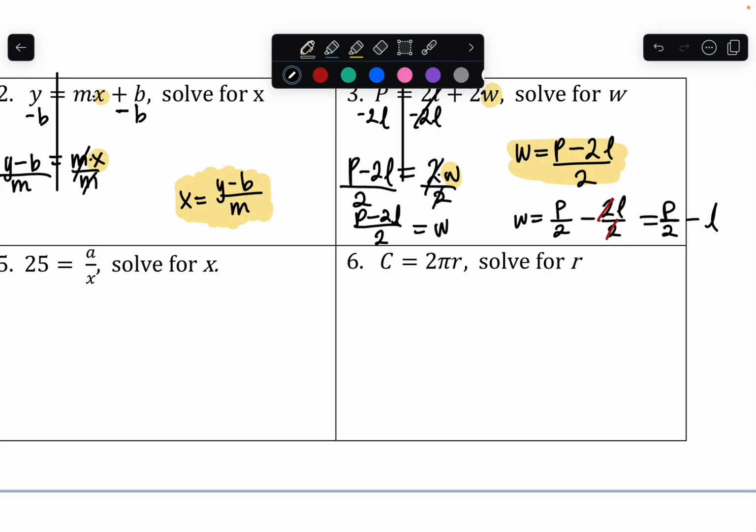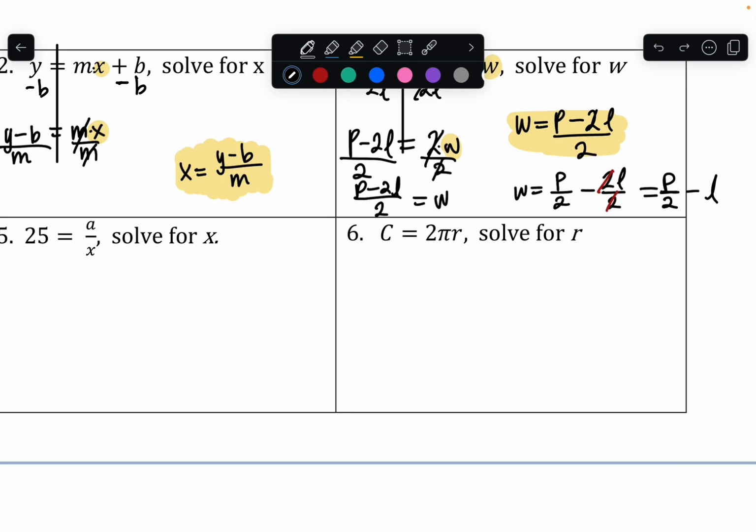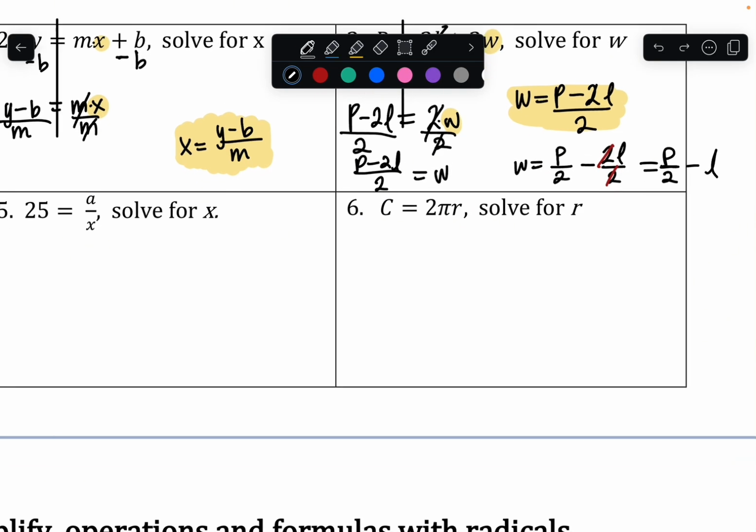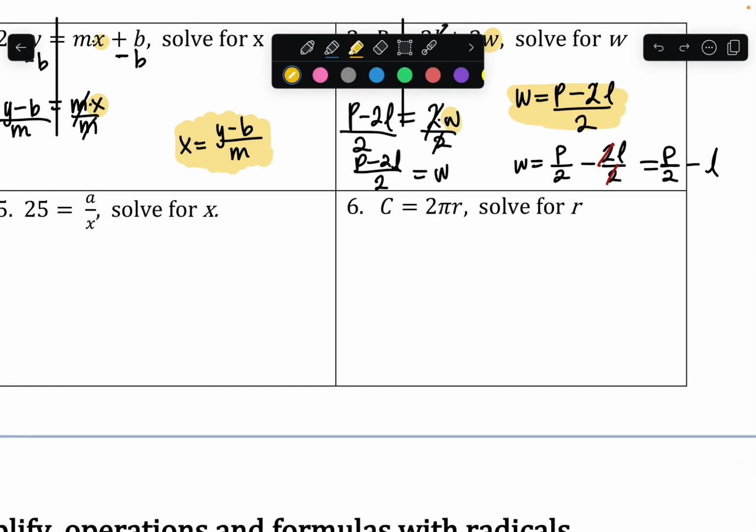Notice that P is still over 2. That's why you can't just cross off the 2's in this step up here. You have to separate the numerator so that P remains being divided by 2. And so this would be an equivalent answer. And on multiple choice, either of these could show up. They are equivalent.